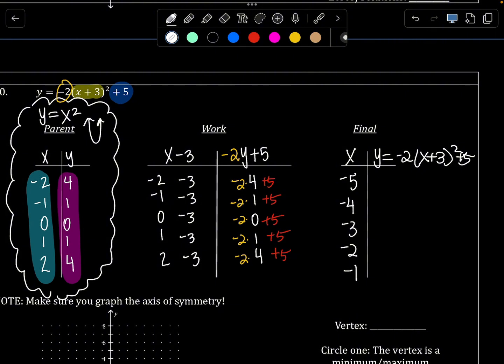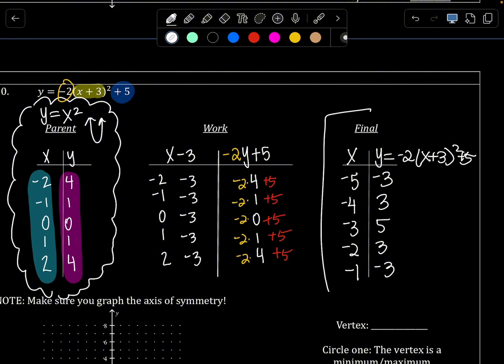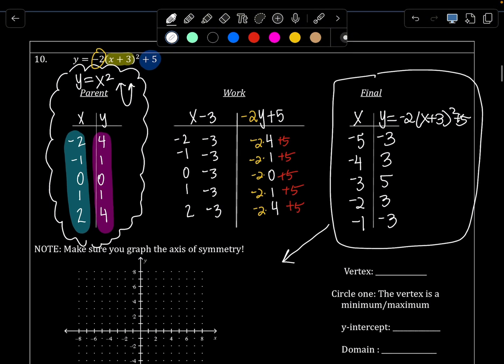Which is negative 8 plus 5, negative 3, negative 2 plus 5, so negative 2 plus 5 is 3, and then we get 5, and then we repeat. Are there any questions? And this is the one we're going to graph. Maybe if it helps visually.